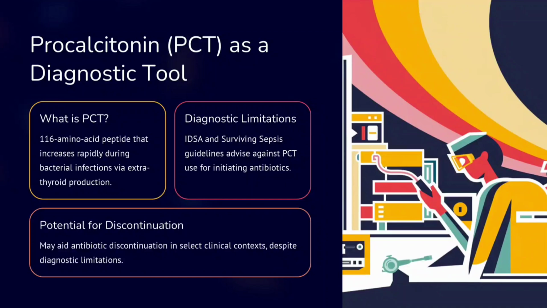Let us discuss procalcitonin as a diagnostic tool. We all know that procalcitonin is produced by C cells of the thyroid gland, and it has diagnostic limitations in terms of diagnosing the presence of infection. However, there are many studies which have shown that procalcitonin has good potential for discontinuing the antibiotic. Please note that the word is discontinuation and not de-escalation. To de-escalate, which means to narrow the spectrum, we need to actually have culture and susceptibility results.